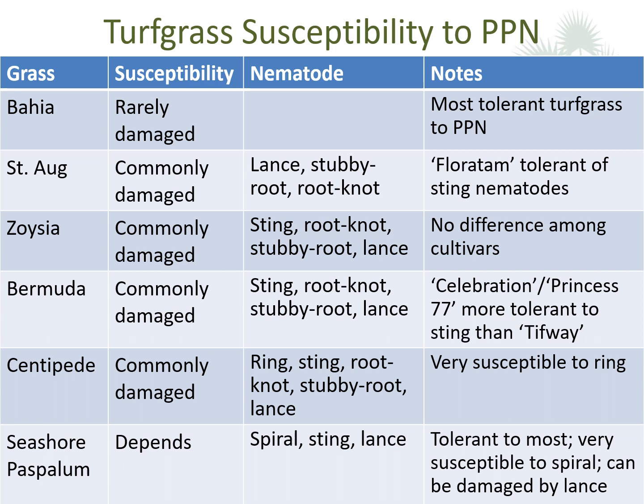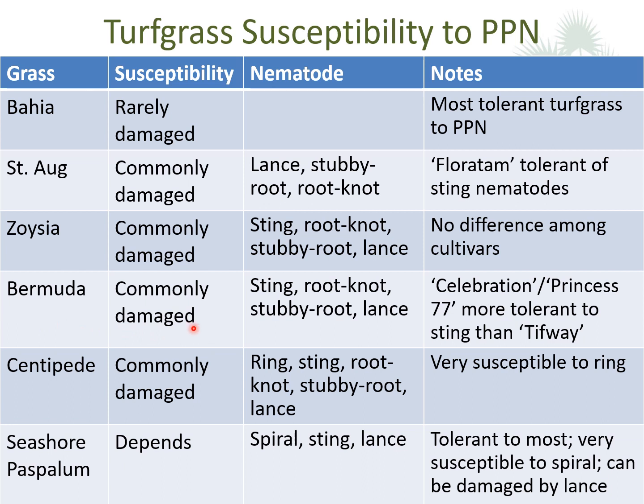This is from the EDIS publication on nematode management in residential lawns. We're looking at various types of grasses, whether they're susceptible, what nematodes, and some notes. Note that Bahia is the most tolerant turf grass. St. Augustine is commonly damaged, but Floratam is tolerant to sting nematodes. And we have Zoysia. There's no difference among cultivars.